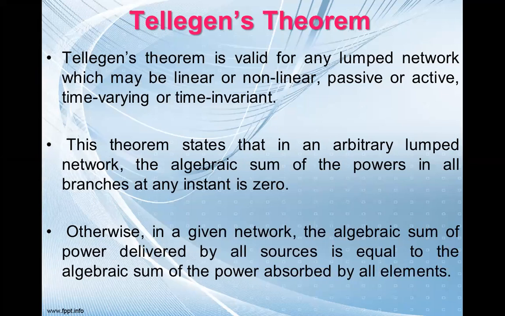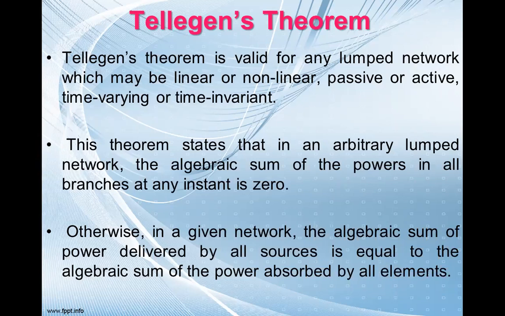Now let us say there is time varying and time invariant. In any circuit, time varying means that with respect to time, the circuit parameter is changing. If that circuit parameter doesn't change with respect to time, then it is a time invariant circuit. And if it is varying, then it is a time varying circuit. So these are all the definitions. This particular Tellegen's theorem is applicable for all this kind of network.